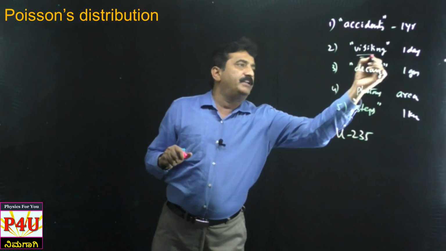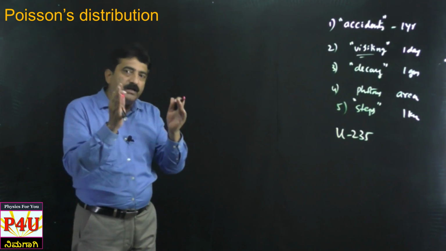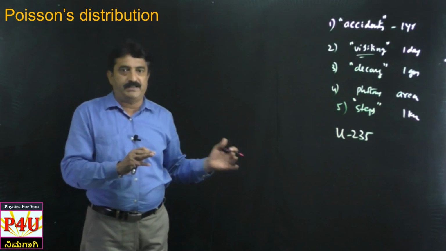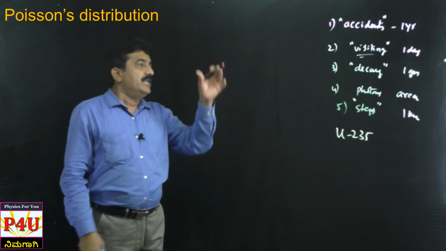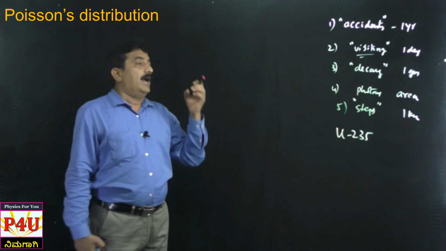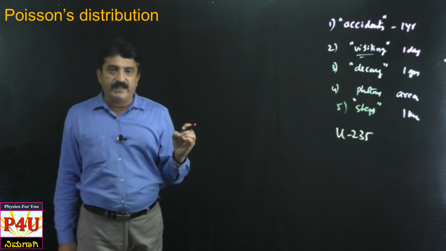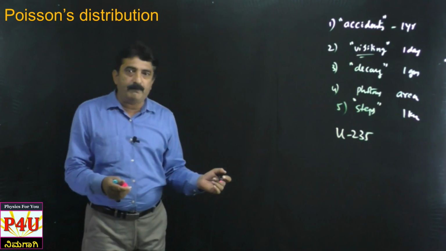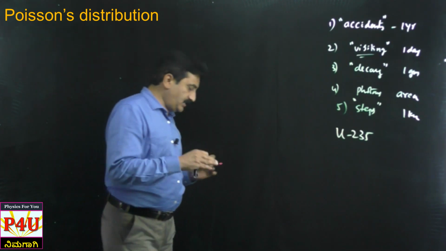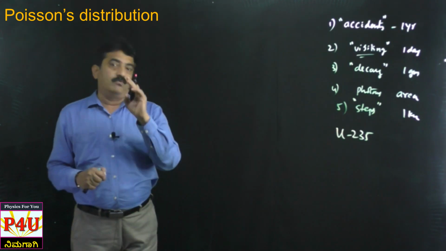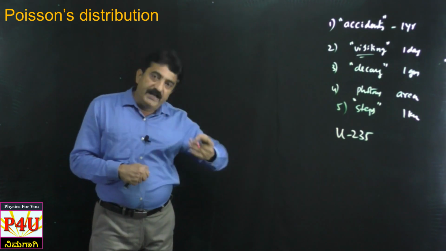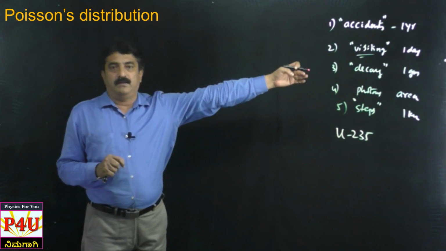Or number of people visiting the shopping mall. You cannot say that from 9 to 10, 10 to 11, 11 to 12, every 1 hour so many people only visit. So what I mean to say, events are happening in a random and independent manner, and their counts are probabilistic. How many decays are happening? Probabilistic. How many accidents are happening? Probabilistic. How many steps I am putting? Probabilistic.